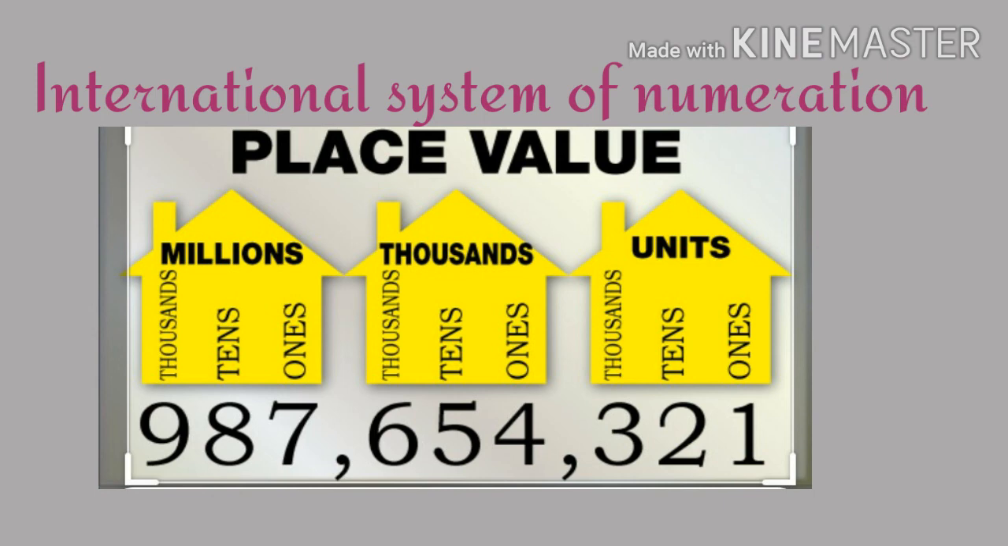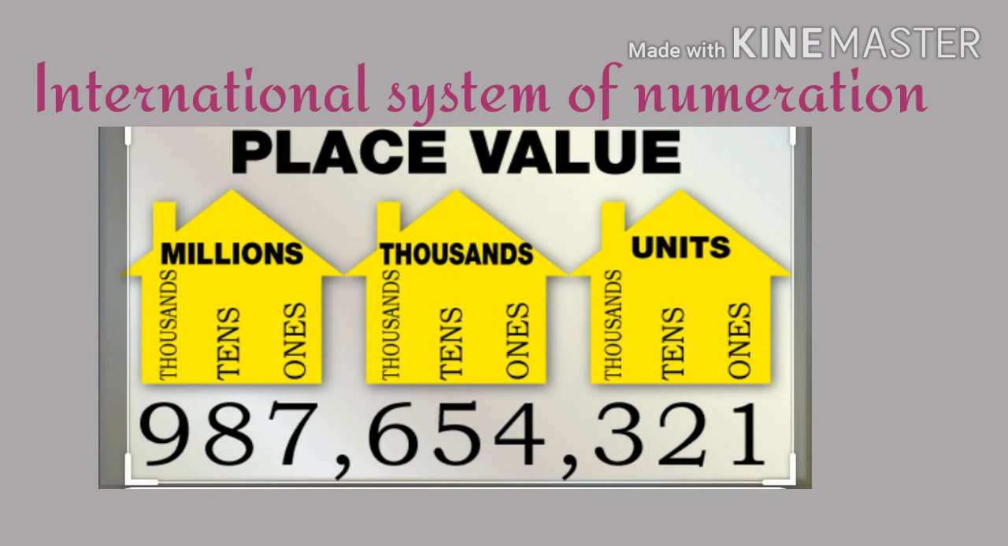How to read this number? See, 987 million because it is given in the million slot, 654 thousand because it is given in the thousand slot, and 321, only 321, because it is given in the unit slot. Now you can observe the commas of the international system. It is different from the Indian system. See, commas are given after every 3 digits. It's totally different from the Indian system.